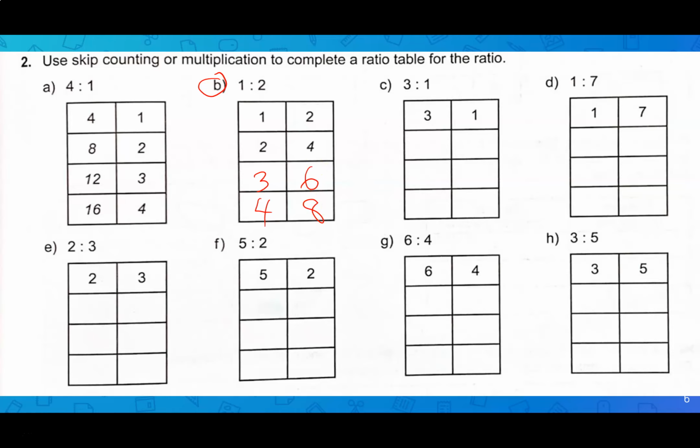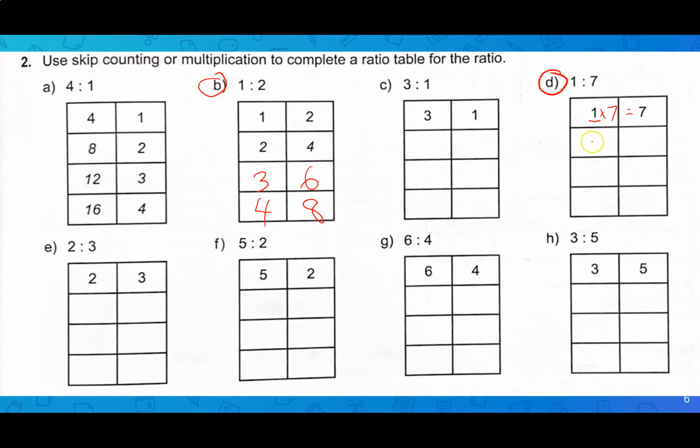Now let's try part D, and this time we will use the multiplication strategy. So we can see we have a ratio of 1 to 7. First of all, ask yourself, what do you need to do to this one to get 7? Particularly using the operation of multiplication. So 1 times 7 equals 7.